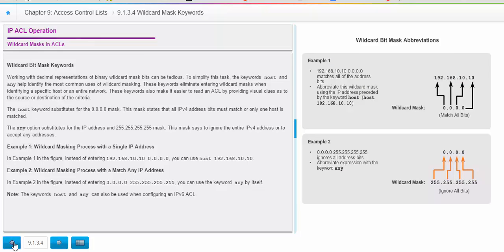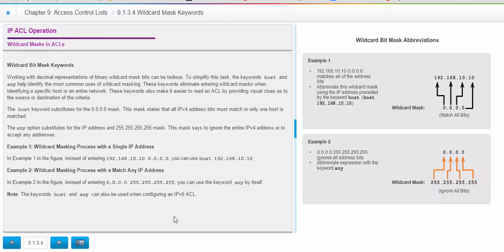Besides having your wildcard mask, you can also have a wildcard bit mask keyword, and that comes in handy. You may want to use the keywords to eliminate entering a wildcard mask when identifying a specific host or an entire network. The keywords also make it easier to read an ACL by providing visual clues as to the source or destination of the criteria. In this example, the host keyword substitutes for the 0.0.0.0 mask, so we say host. The mask states that all IPv4 address bits must match, or only one host is matched. The any option substitutes for the IP address and the 255.255.255.255 mask. This mask says to ignore the entire IPv4 address or to accept any addresses.